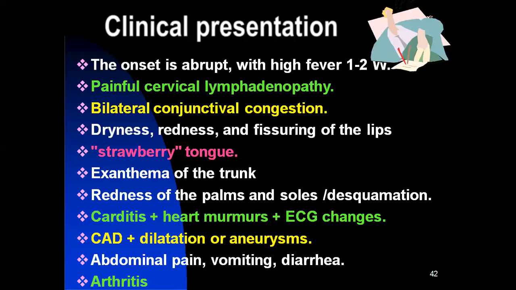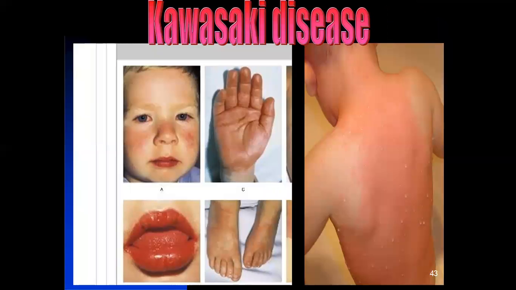Coronary artery disease associated with dilatation and aneurysm, abdominal pain, vomiting, diarrhea, and arthritis are the clinical manifestations of Kawasaki disease. So this is how the picture looks like. As you can see, truncal exanthema and strawberry tongue can also be seen in this picture. And palms and soles get red. You have this picture of Kawasaki disease.